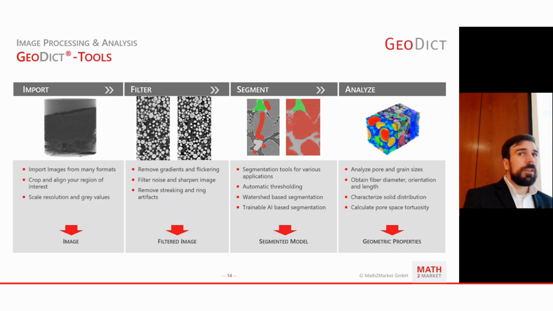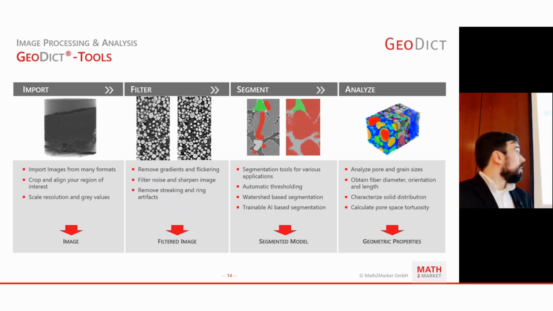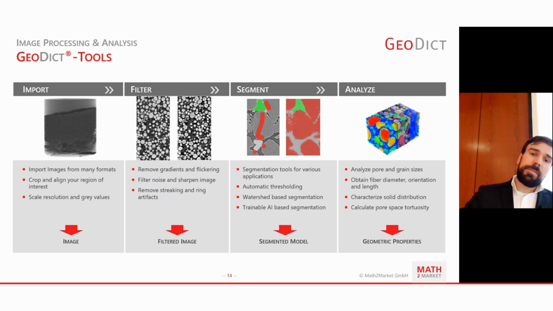We have a lot of segmentation tools in Geodict. We have the usual thresholding methods. We have watershed-based methods, and we have also what is shown here, the trainable AI segmentation. I think it was shown off earlier today already. Yeah, so a lot of tools to segment and really take care of your segmentation. And finally, we have the analysis tools like FiberFind to get the geometrical properties we need for our digital twin.